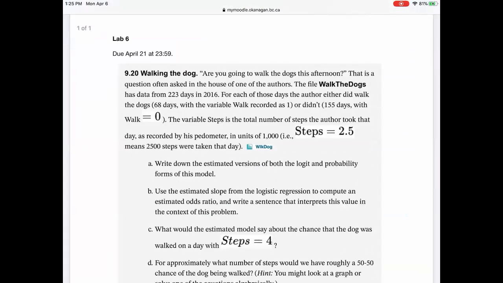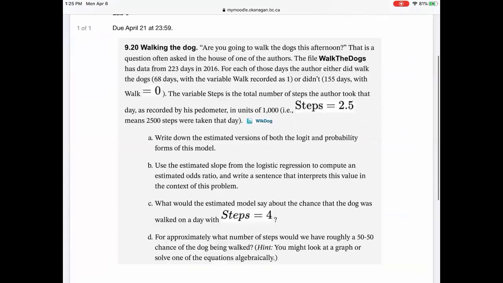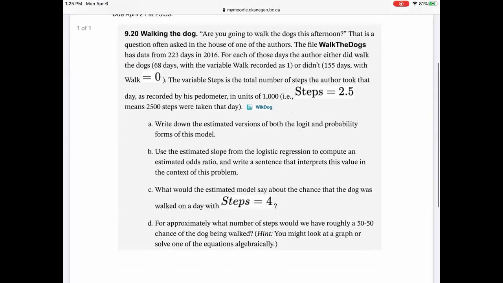So I posted lab 6 here. You're given some data, walking the dogs, which I thought was pretty cute. So you either walk the dog or you didn't walk the dog. There's a lot of days where they didn't walk the dogs. Hopefully someone else walked the dogs. And so you're going to write down the estimated versions of both the logit and the probability forms of this model.